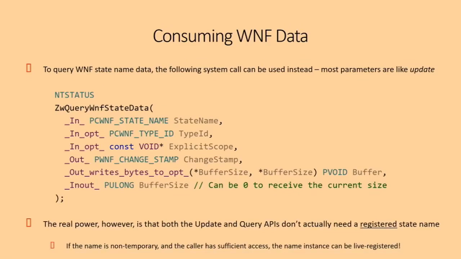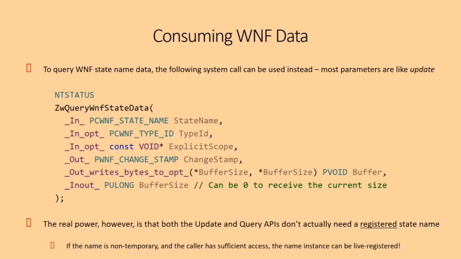And vice versa, I can ask for data, even though the publisher may not have published it, because I could have it from a previous reboot, for example. So this disassociates the data associated with a state from the state needing to really exist yet, with the exception of temporary names.